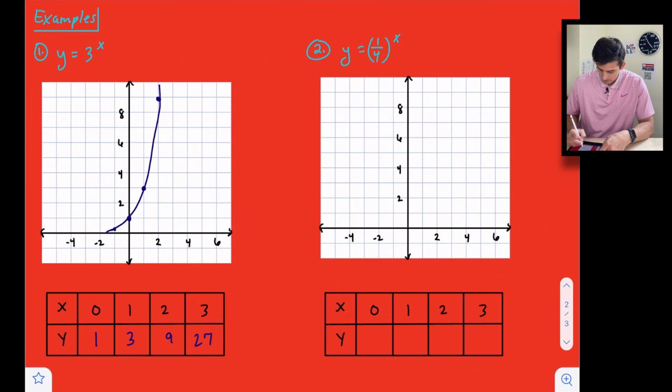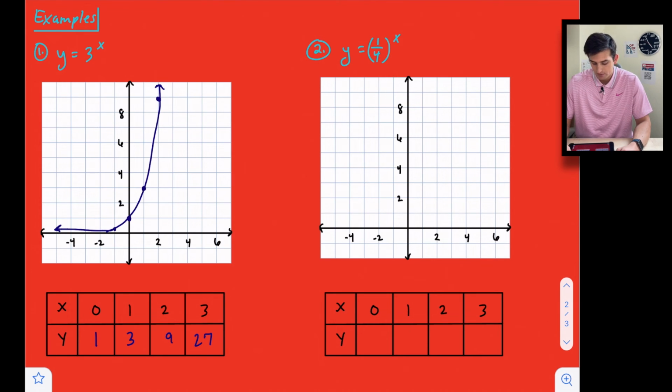And we just want to make it extend across this x-axis. Okay, just like right here, not crossing it, but just getting a little bit closer as we get further to the left. Okay, so that's what y equals 3 to the x would look like.